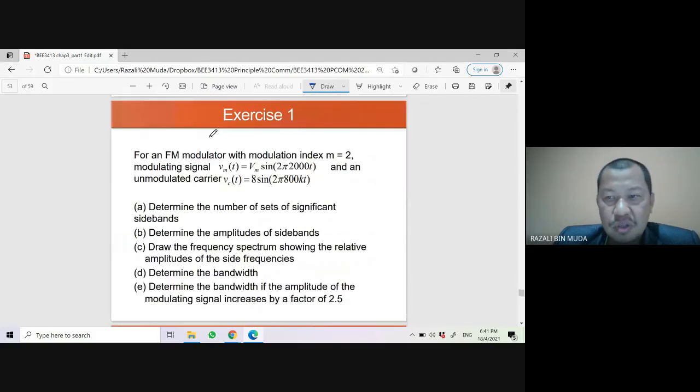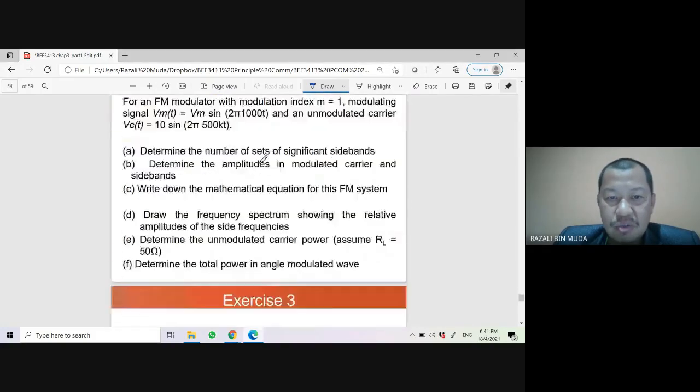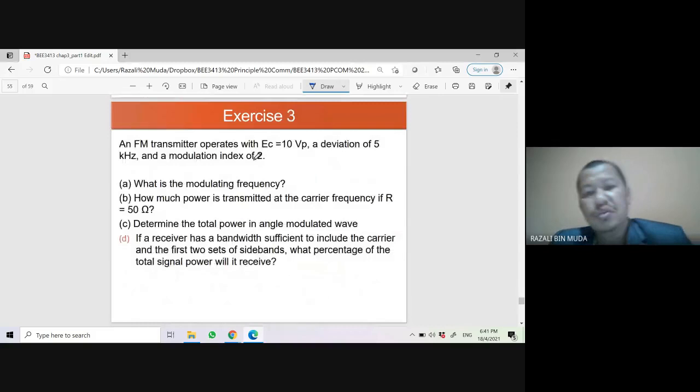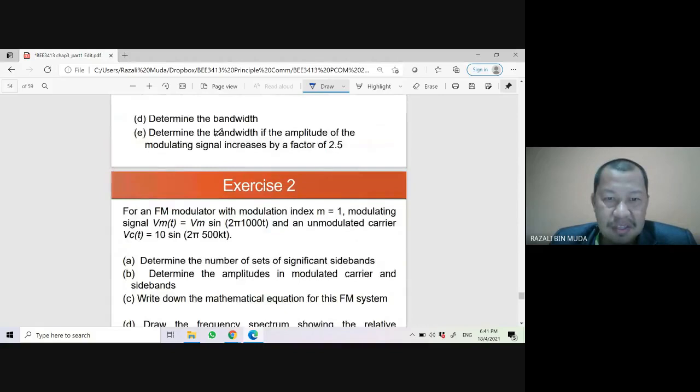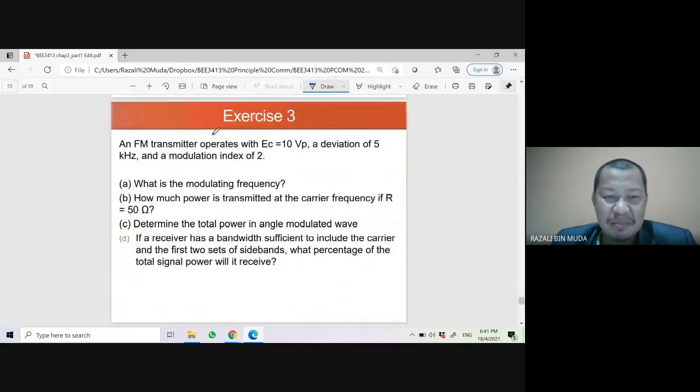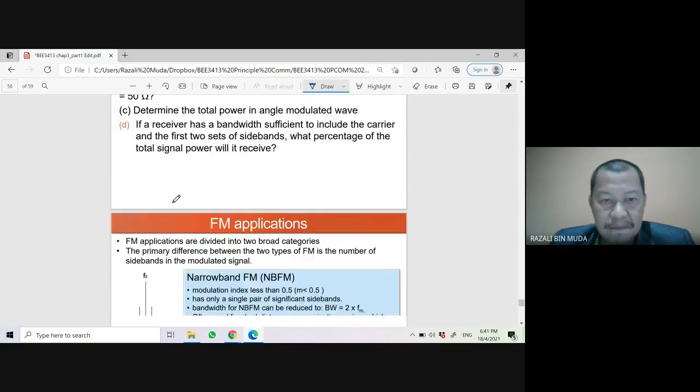Okay, so we have exercise 1, exercise 2, exercise 3. Do them yourself, please, because we can have a quiz or test using this example. The numbers might be different. Maybe this is 20, this might be 10. Modulation index maybe 1, 1.1, 1.5, 2.0, 2.5 or 3.0. It depends. So this may be 50, 25, 20, etc. So you have to do it.